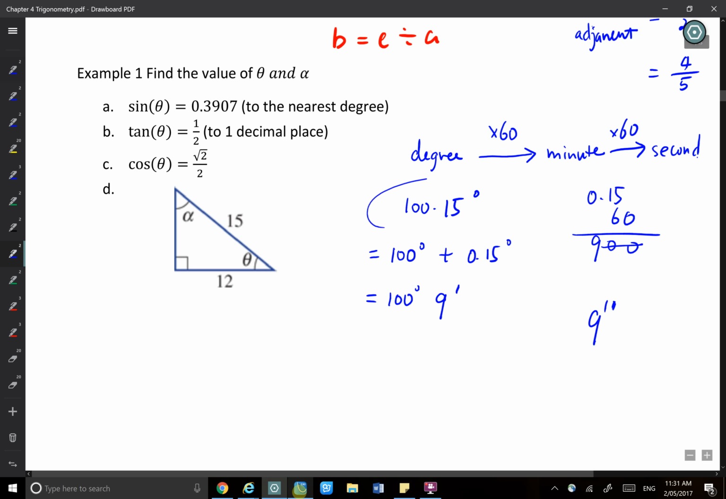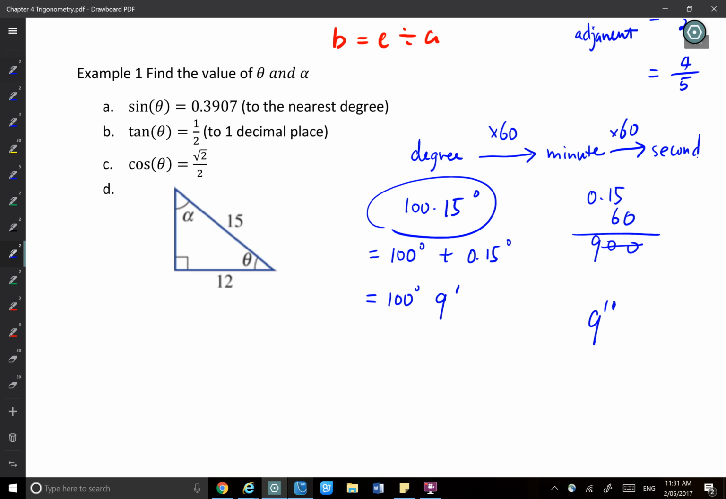I give you 100.15 degrees, that equals 100 degree plus 0.15 degree. But 0.15 degree is less than 1 degree. You want to see how many minutes that is, so you times 60, and that gives you 9. So it's 9 minutes.